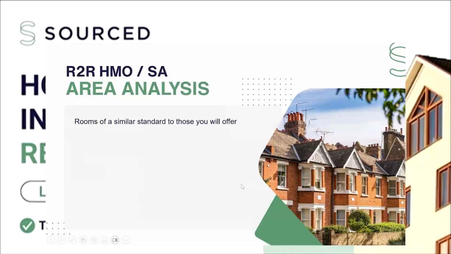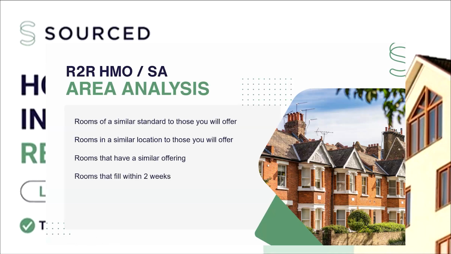So with that room analysis for both HMO and serviced accommodation, I said you need to find similar rooms to compare what is currently on the market with what you're going to do. So what should you be looking for? What should you take into consideration when you're looking for similar rooms? So rooms of a similar standard. So, you know, the decorative standard, the fit out, the furniture that's in the rooms, it needs to be similar to what you're going to be offering. Rooms in a similar location, obviously, like all comparables, the closer you can get to where you're going to be, the better. Similar offering, so price, for example.